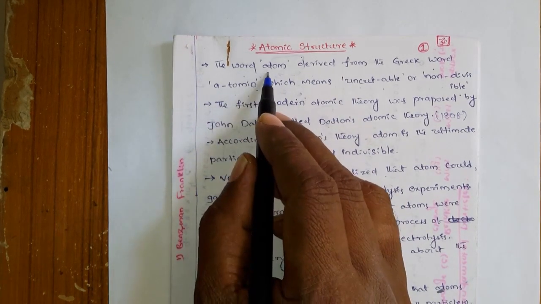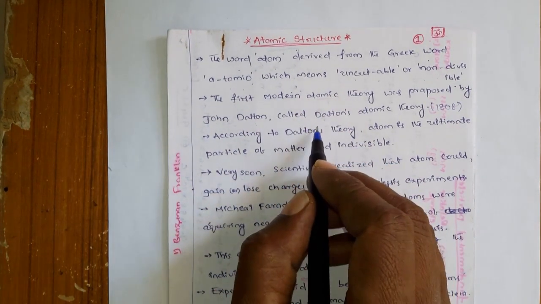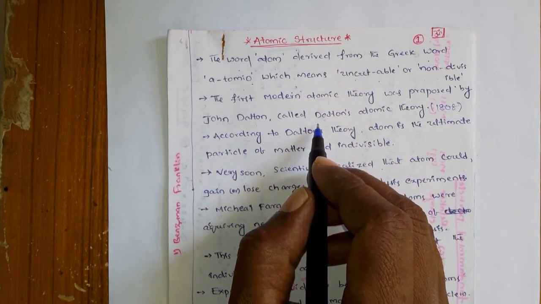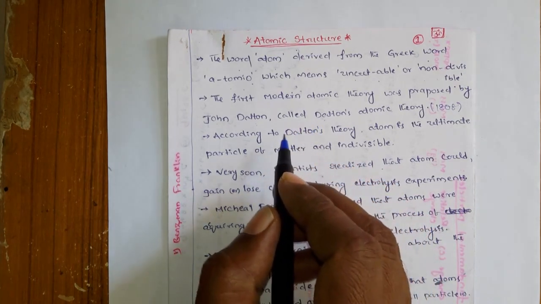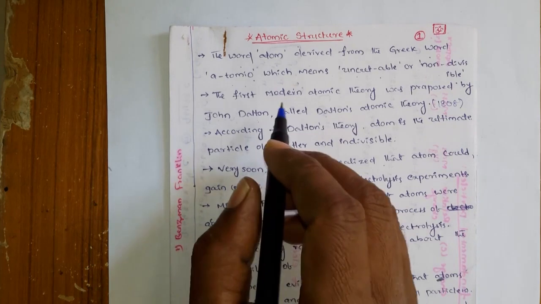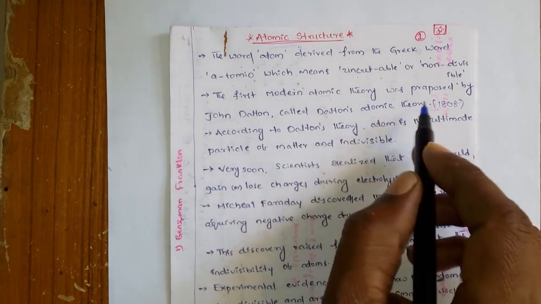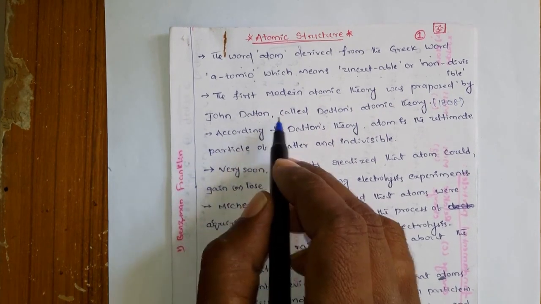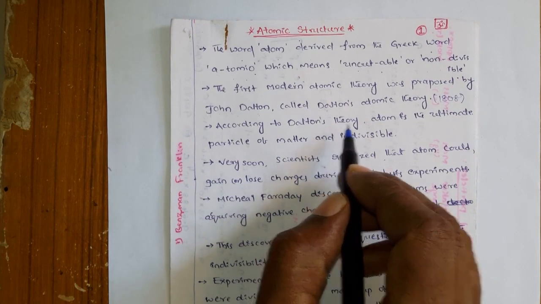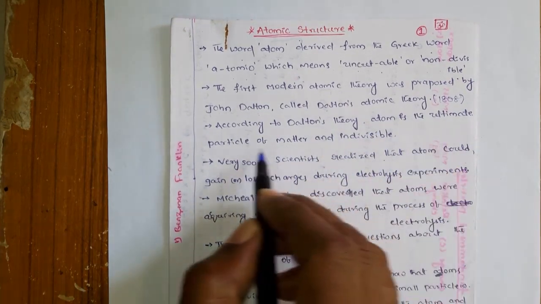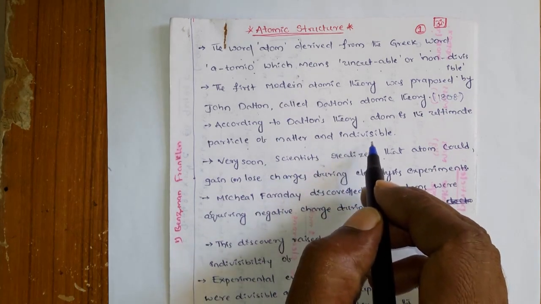Simply in English we call it an atom, which was uncuttable or non-divisible at that time, but not now. The first modern atomic theory was proposed by John Dalton, called Dalton's atomic theory, and according to Dalton's atomic theory, the atom is the ultimate particle of matter and indivisible.